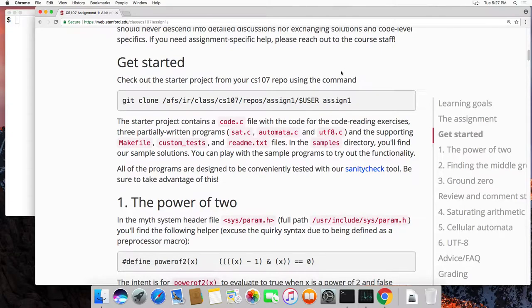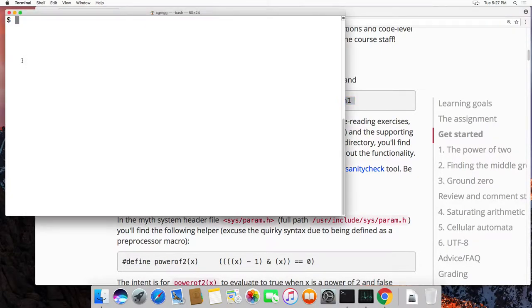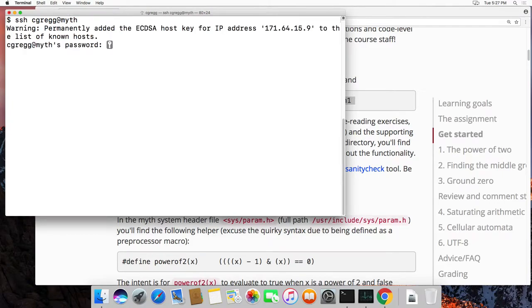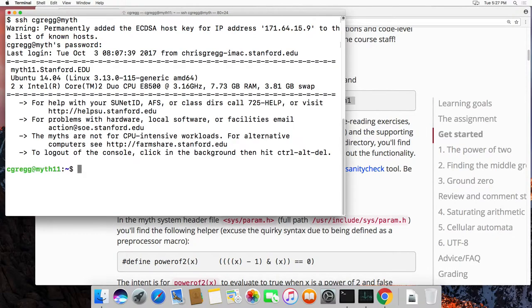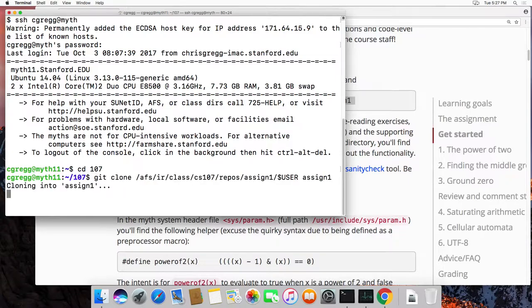All right, so to start out, I'm going to clone the assignment just like we would do. So if I SSH into myth, all right, and then I happen to have a 107 folder, and if I type the clone, I just pasted it from there, and we have our assign 1 folder.